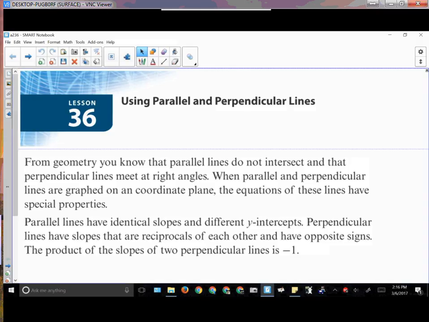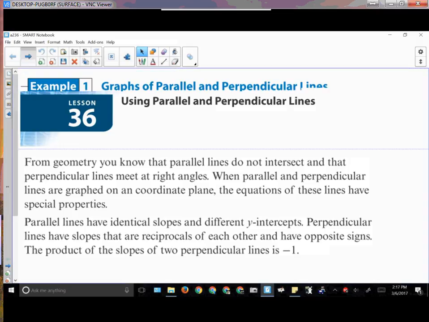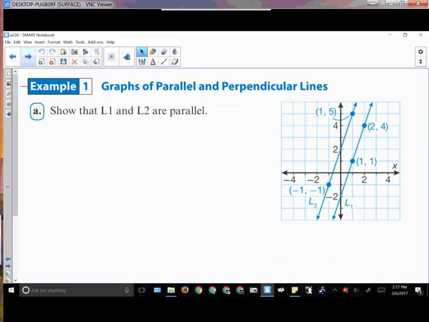Parallel lines, perpendicular lines. The thing that we must remember is that they are opposite reciprocals when it comes to the slopes. You multiply the two slopes together, you get a -1. Ways of telling. So, my question starts off here: are these parallel?